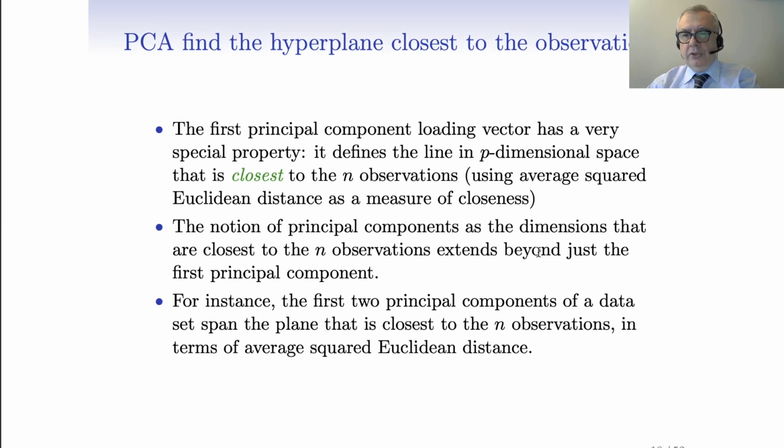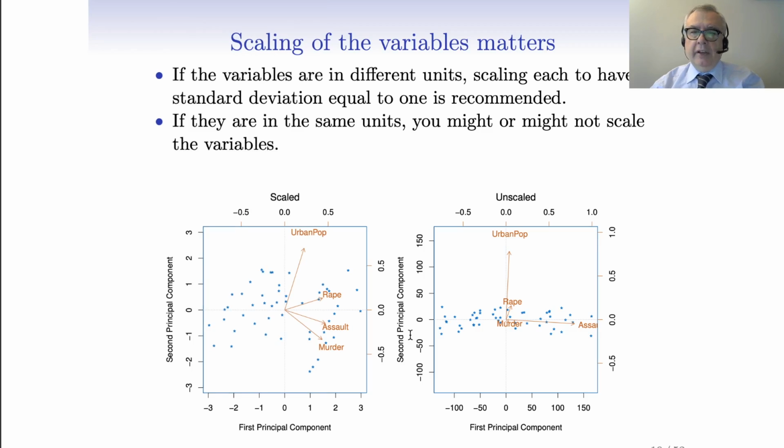So the notion of dimensions that are closest extends beyond just the first principal component. And so in the case of two principal components, you just get the plane that is closest to your original observations. And that's really good.